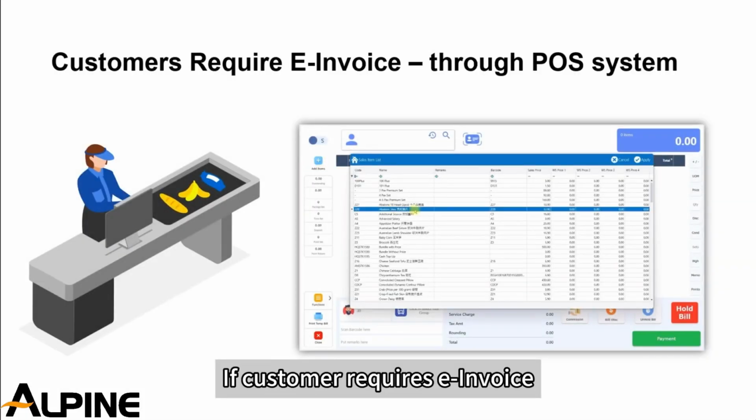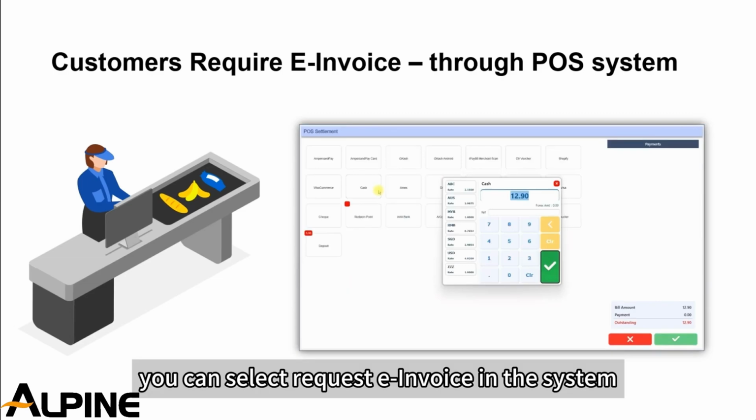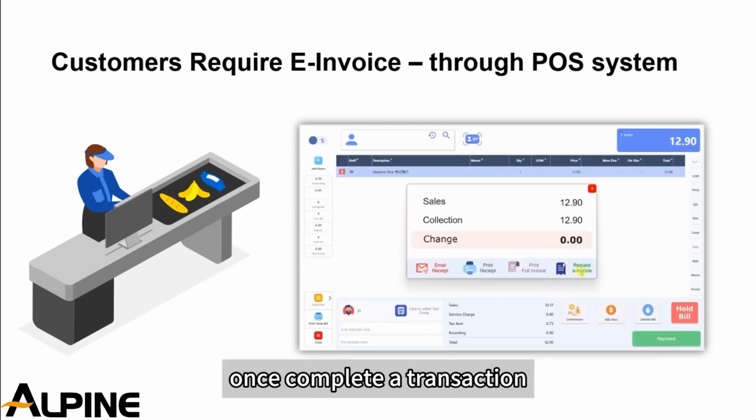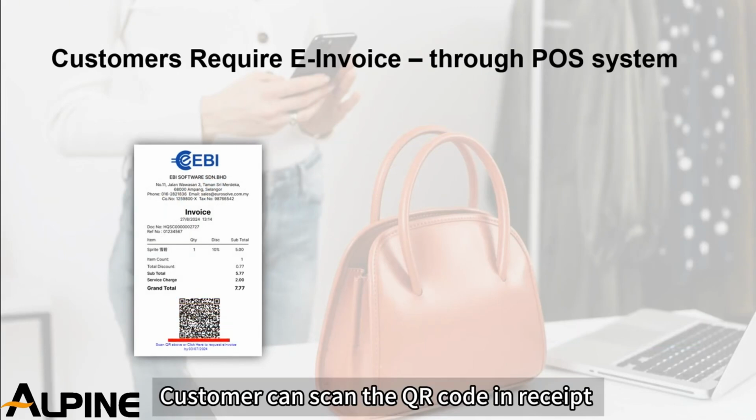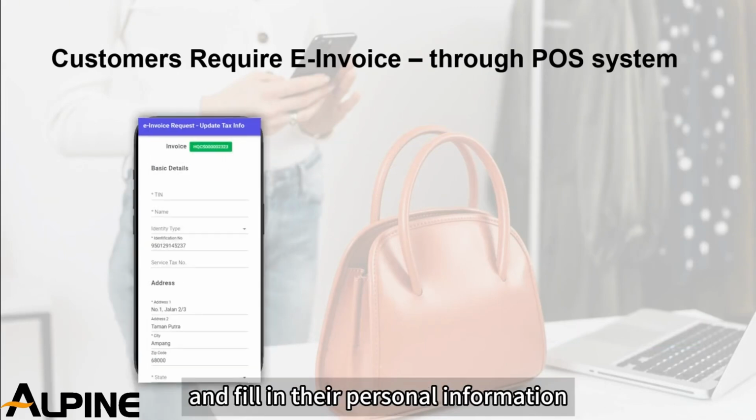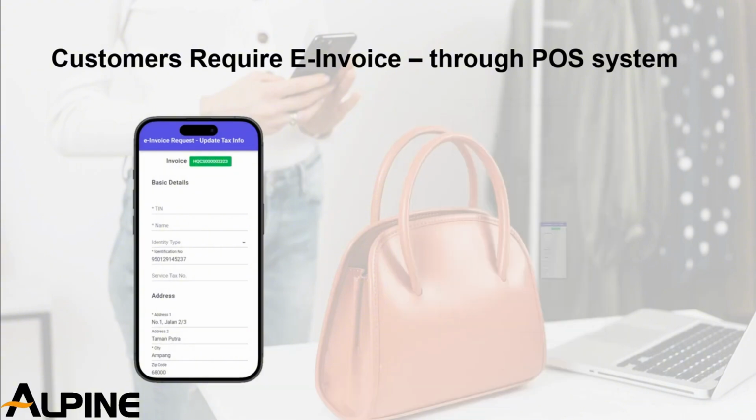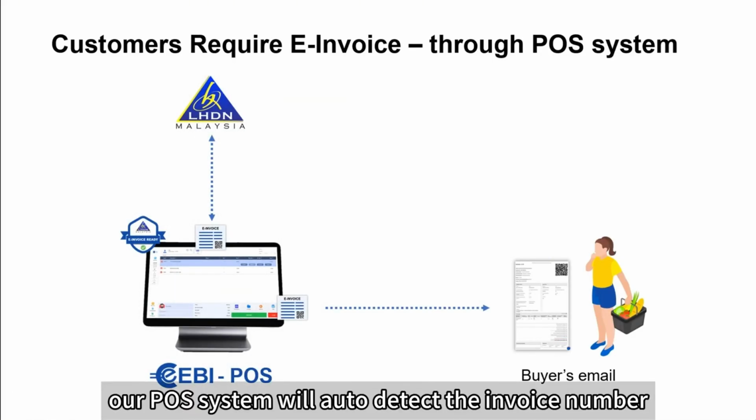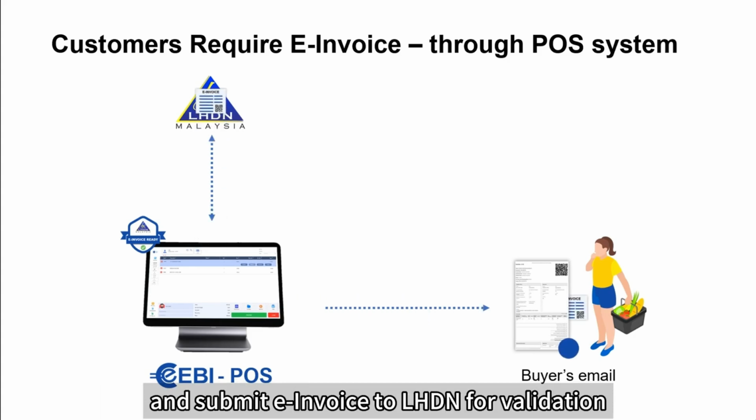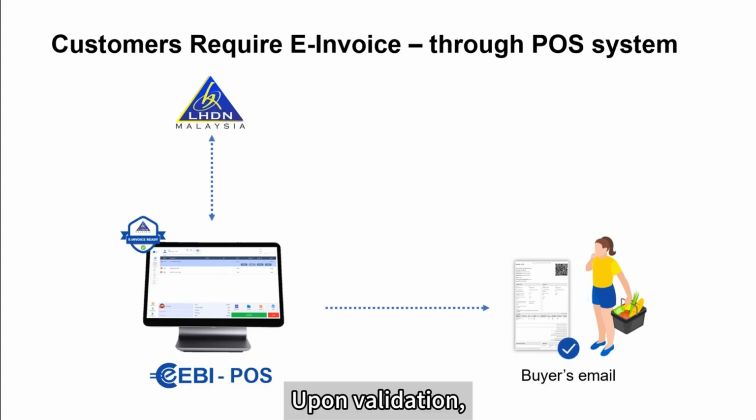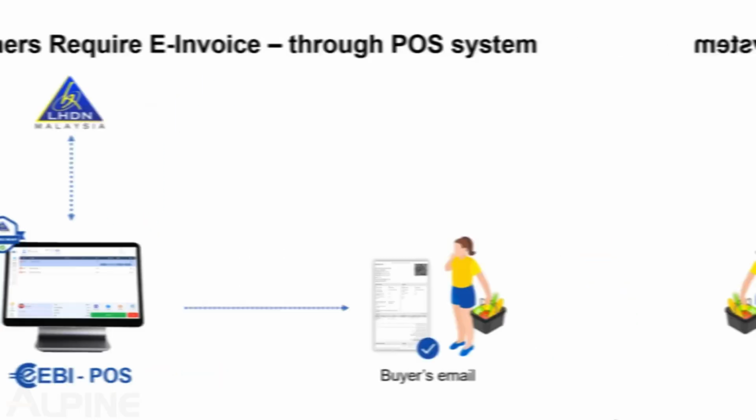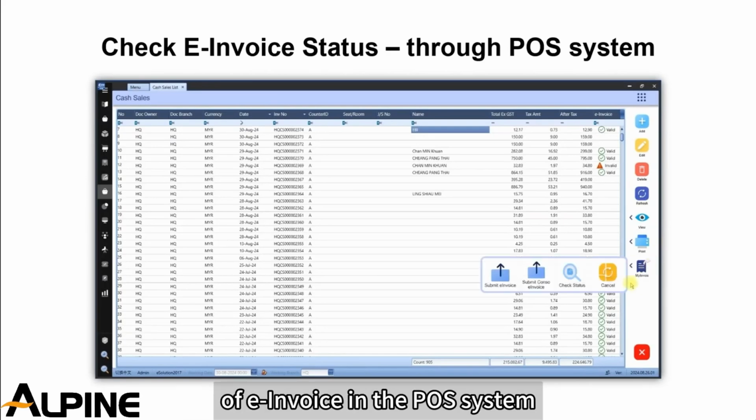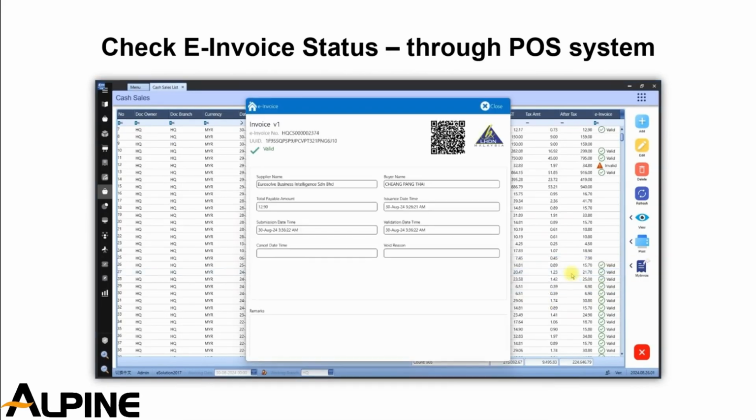If customer requires E-Invoice, you can select Request E-Invoice in the system once complete a transaction. Customer can scan the QR code in receipt and fill in their personal information to submit the E-Invoice request. With this, our POS system will auto-detect the invoice number and submit E-Invoice to LHDN for validation. Upon validation, system will auto-send the E-Invoice to customer's email. Merchants can then check the status of E-Invoice in the POS system.